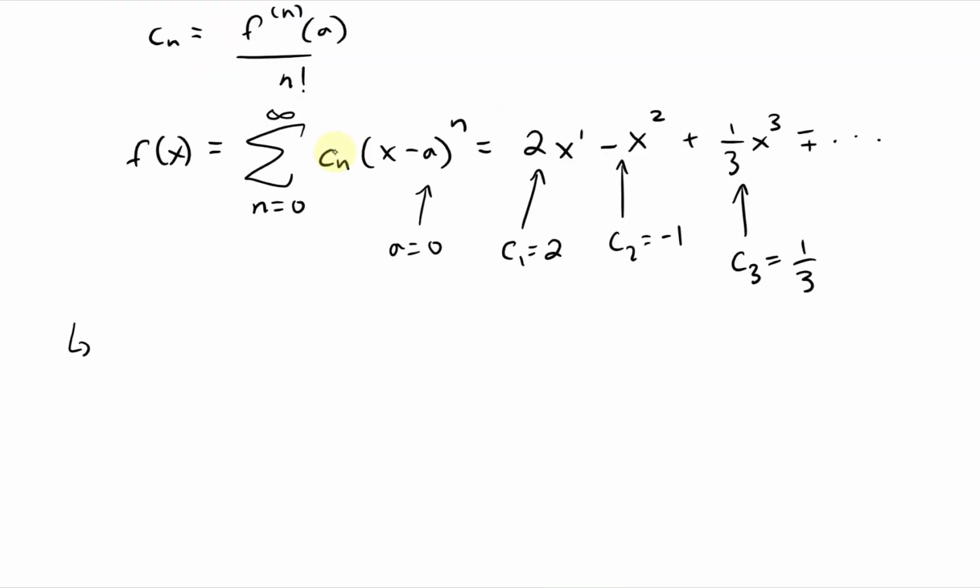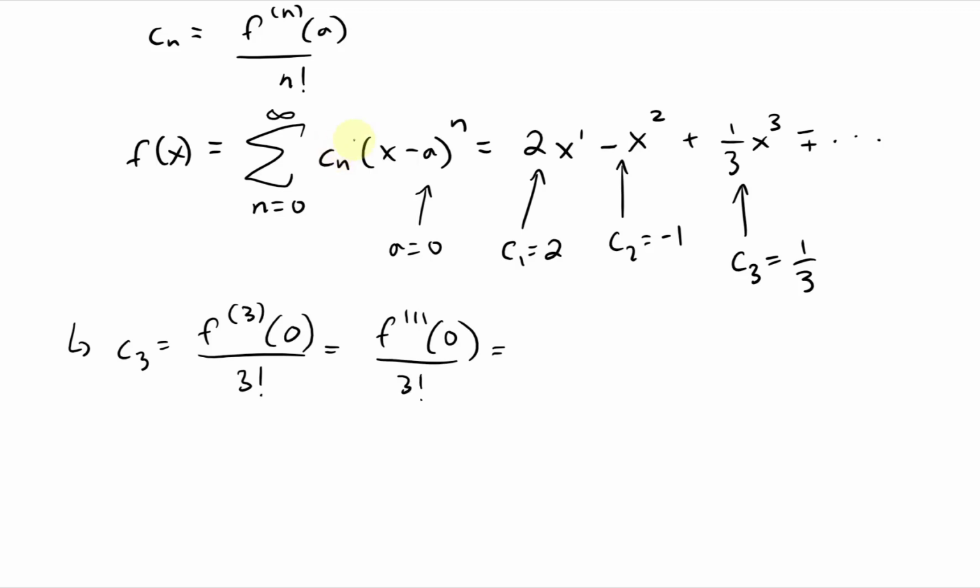So what we have is c3 equals the third derivative of f, just write it like this for completeness, at a is 0, divided by 3 factorial. It's the same thing as writing f triple prime, like that, the same way as writing that derivative there, divided by 3 factorial.